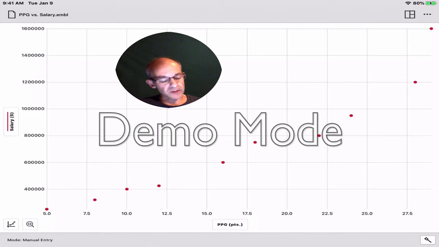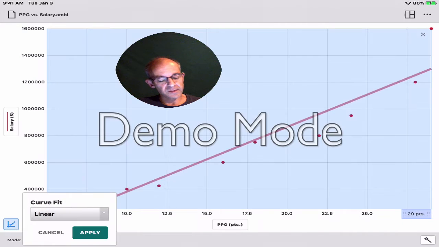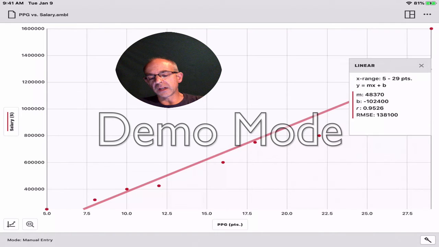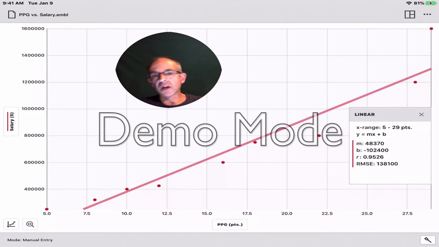Let's just say we're working with this, and let's go with the simplest fit possible, which is the linear fit. And I'm going to hit apply, which means it's going to actually make the fit and do the calculations. You get an information box on the right-hand side, and it tells you that this linear fit is of the form y equals mx plus b, where m is the slope and b is the y-intercept. And it gives you the value for slope, y-intercept.